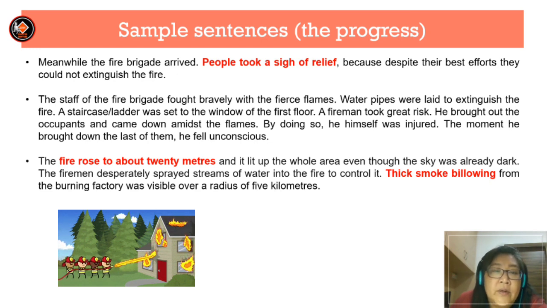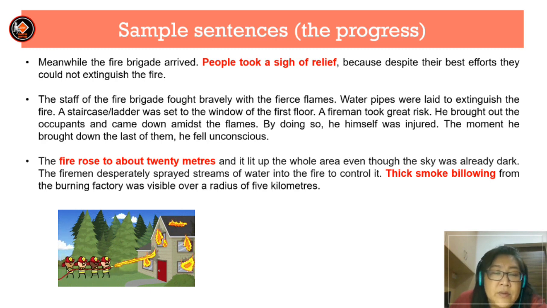The staff of the fire brigade fought bravely with the fierce flames. Water pipes were laid to extinguish the fire. A staircase, or you can say a ladder, was set to the window of the first floor. A fireman took great risks. He brought out the occupants and came down amidst the flames. By doing so, he himself was injured. The moment he brought down the last of them, he fell unconscious.